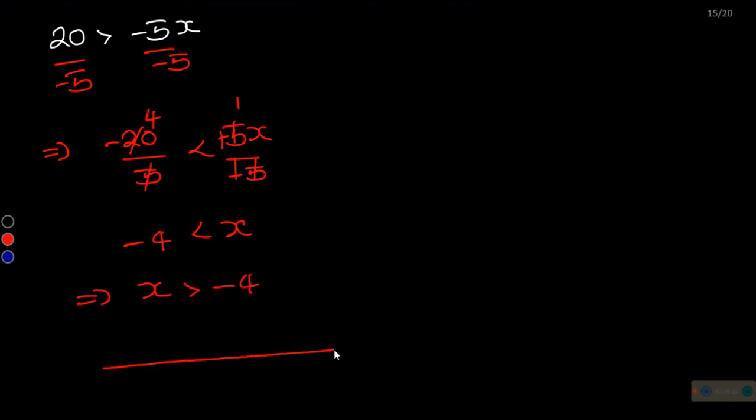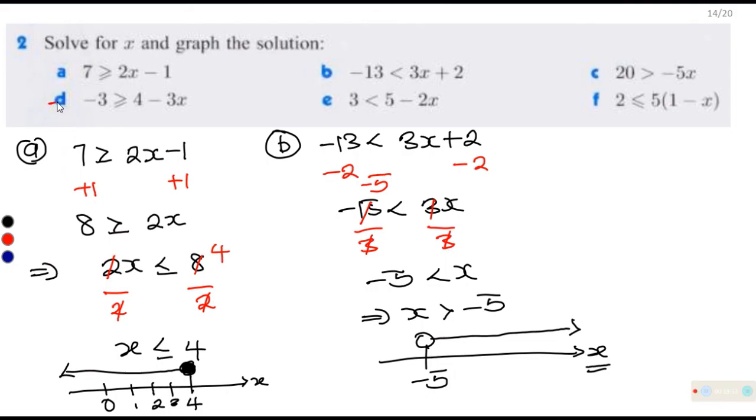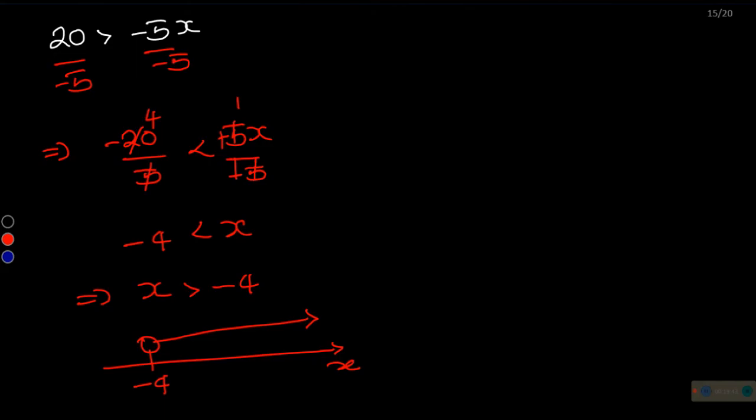And on the number line, this is going to look like something of this nature, unshaded, and the arrow points to the right, and this is the x-axis. So you are going to pause the video now. You take this one as an exercise.